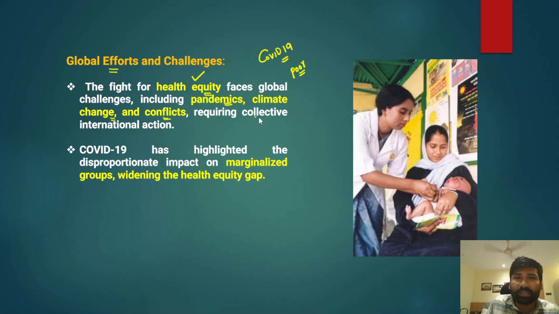Therefore, in this context, there is a need for collective international action, because pandemics and climate change are not phenomena observed in one single country. Rather, they are global phenomena, and their negative consequences can be observed across the world. So one single country cannot address these challenges, and we require collective international action, which is very important. To ensure it, the World Health Organization can play one of the most important and prominent roles in coordinating and collaborating with all the stakeholders involved in ensuring health equity for the people.